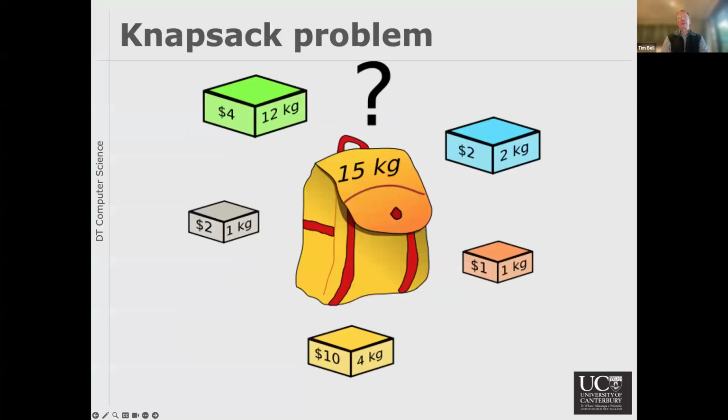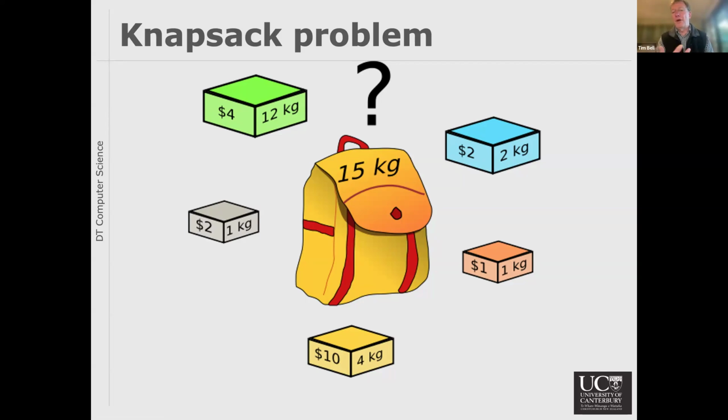Another one which gets a mention is the knapsack problem. I've got all these objects, like I can buy 12 kilogram objects that are worth $4. I can buy 1 kilogram objects worth $2 or sell them. What objects shall I put in my knapsack or my backpack that I'm limited to 15 kilograms? Which ones should I put in to be worth the most amount of money?